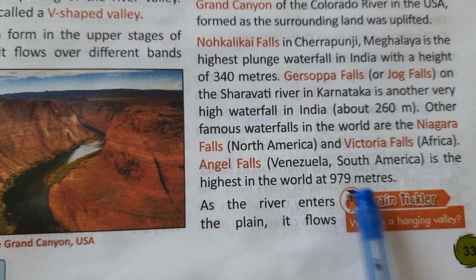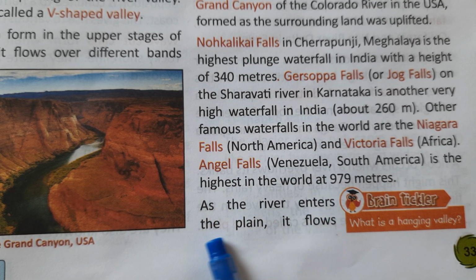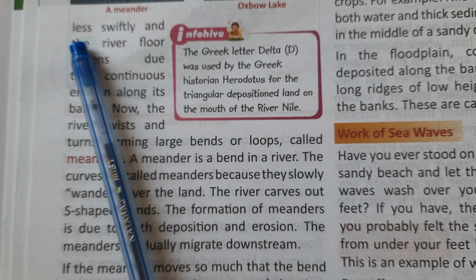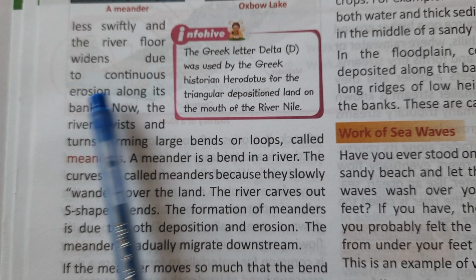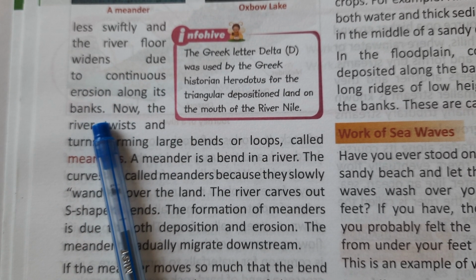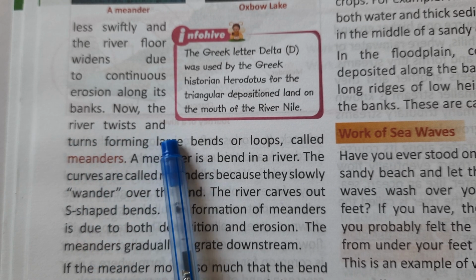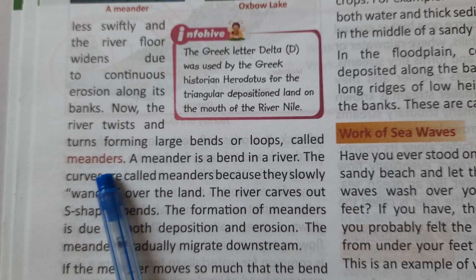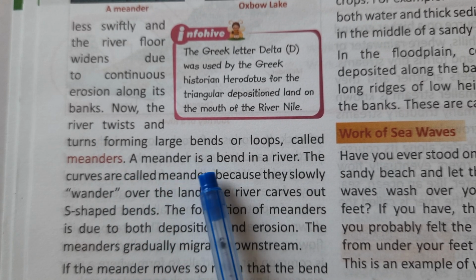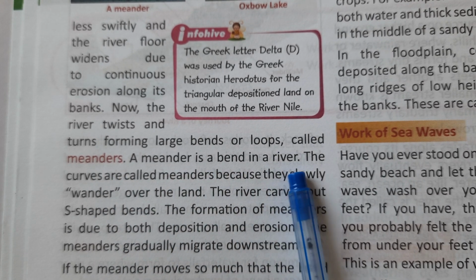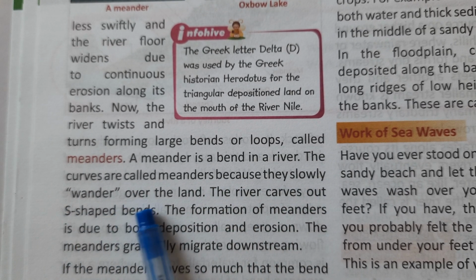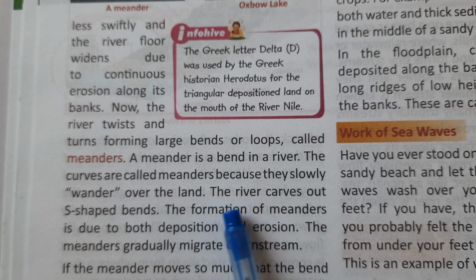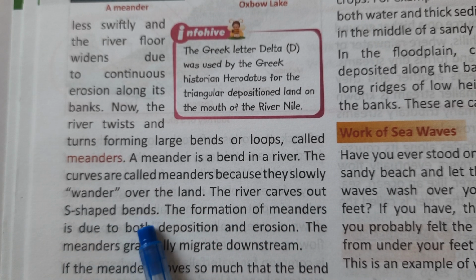979 meters. As the river enters the plain, it flows less swiftly and the river floor widens due to continuous erosion along its banks. Now the river twists and turns, forming large bands or loops called meanders. A meander is a bend in a river. The curves are called meanders because they slowly wander over the land. The river carves out S-shaped bands.